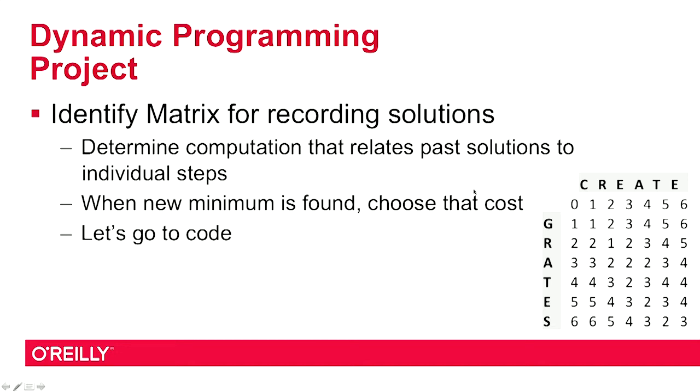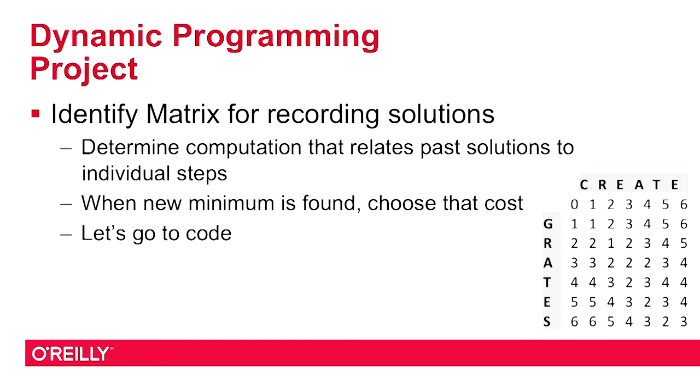If I have greats, which has 6 letters, if I want to convert that down into the empty string, it's going to take 6 deletions. Moving vertically means you're removing a character. If I want to move to the right, that means that I'm adding a character. So to take the empty string and convert it into create will take 1, 2, 3, 4, 5, 6 steps.